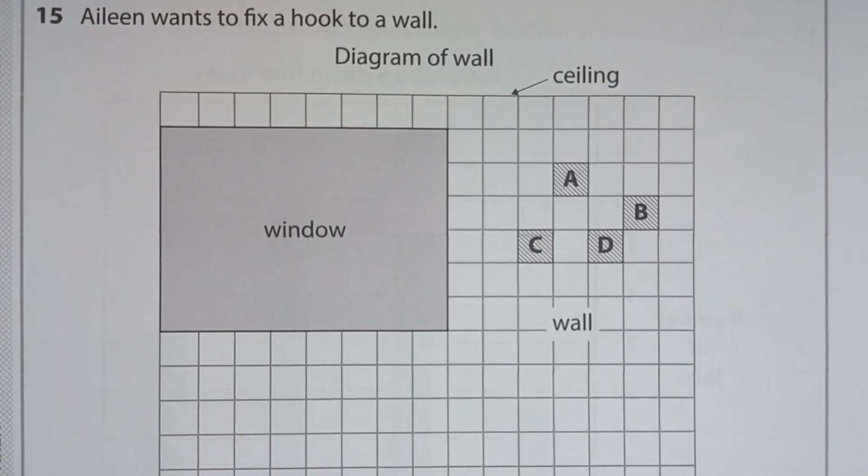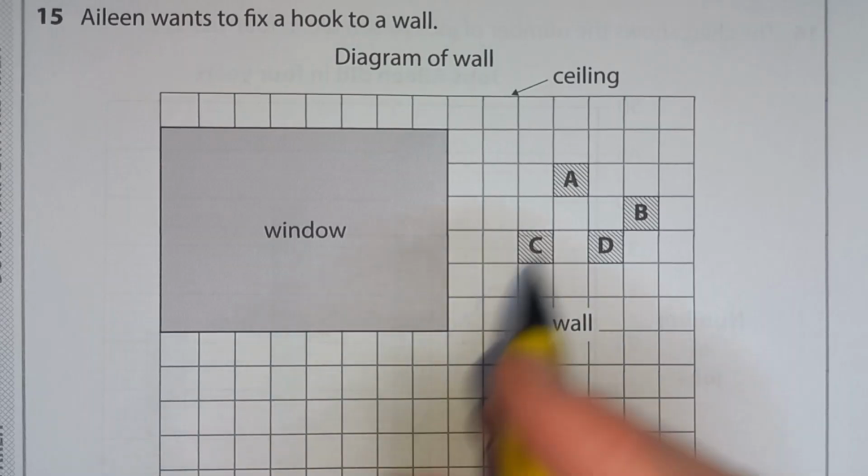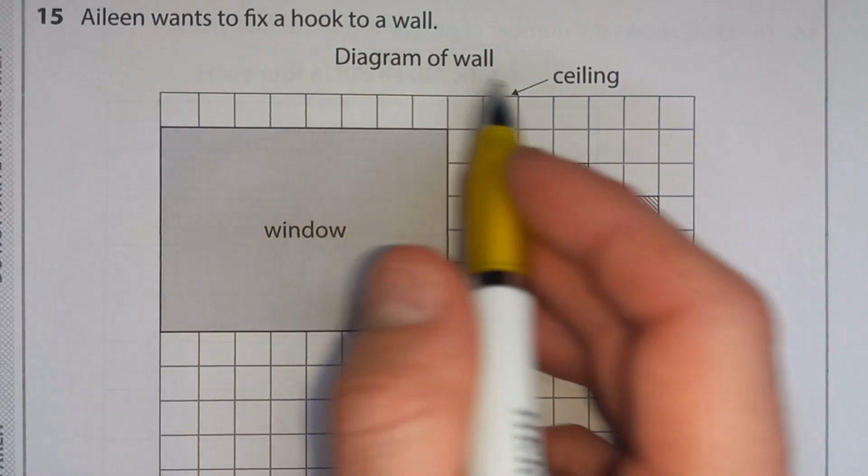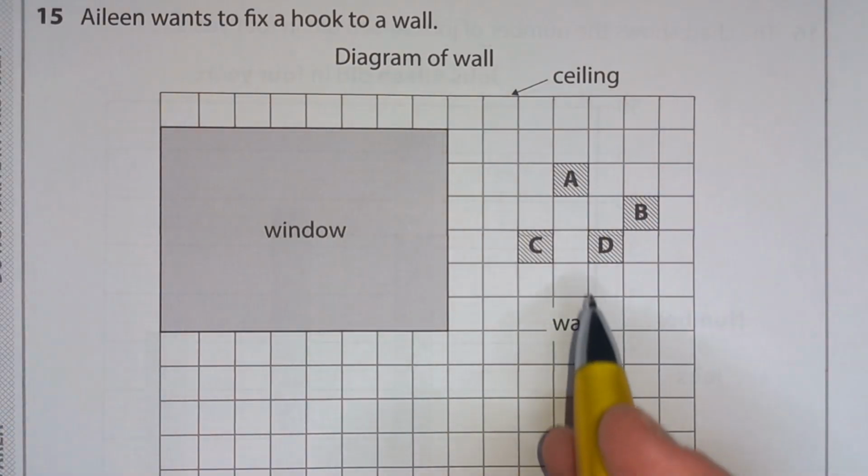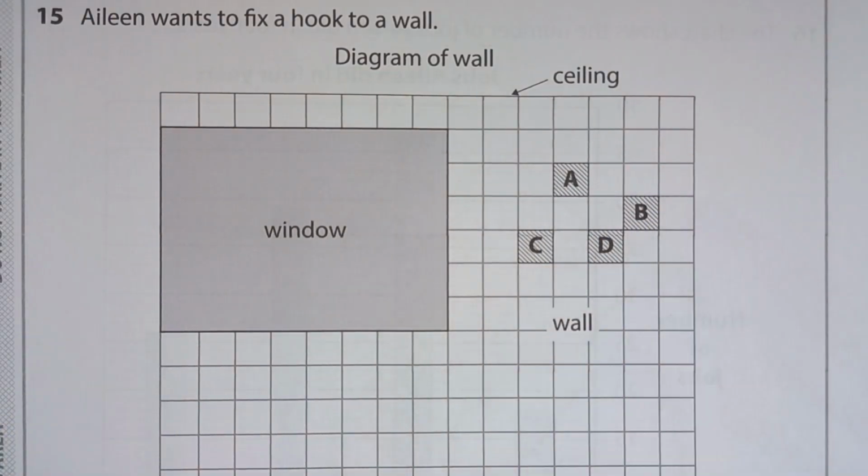Question 15. Aileen wants to fix a hook to a wall. And then we've got a diagram there. Here's the wall, here's a window. The ceiling's up at the top. We've got 4 tiles marked on there. This is the wall.